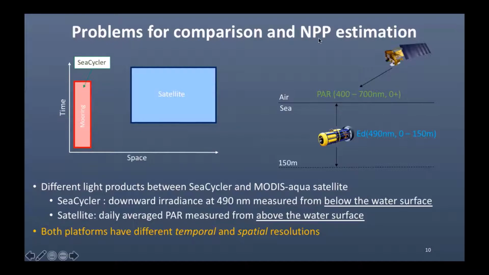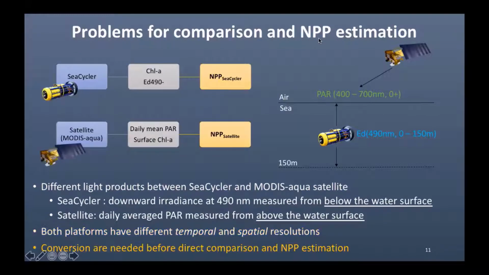So therefore, we need to convert those parameters into the same temporal and spatial scales before making direct comparisons and the NPP estimations. The conversion approach for the CCycler and the satellites are slightly different, which I'll briefly go through in the next two slides.